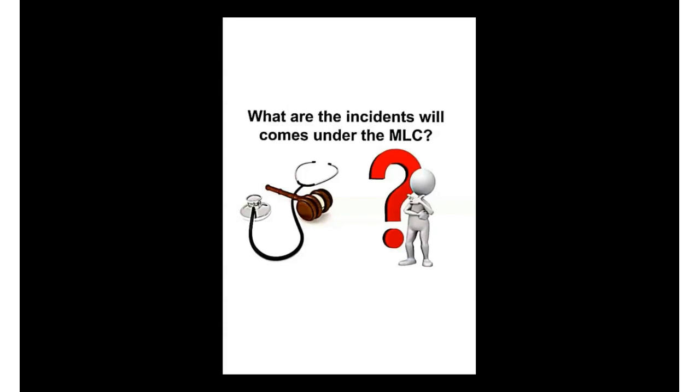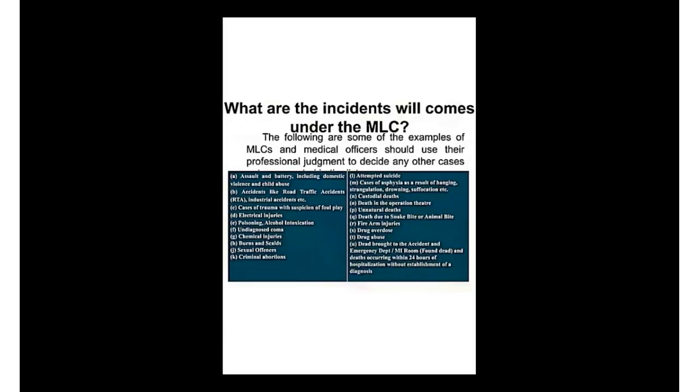So, what incidents will come under the MLC? Assaults and battery, including domestic violence and child abuse. I told you, any kind of abuse, any kind of harassment will come under this. Accidents like road traffic accidents, RTAs, or industrial accidents, meaning you're working at some place and, due to a fault of machinery or anything else, you suffered or lost an organ. That will come under these cases.